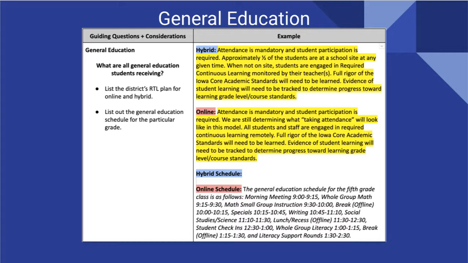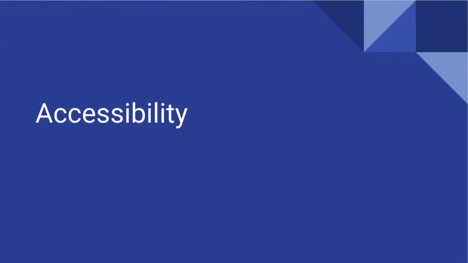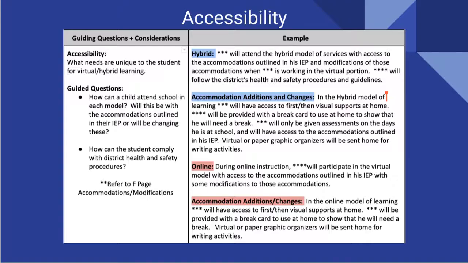For those of you working in our level 3 programs, you will notice that the general education portion of this may look a little different. We will provide you with a sample copy of an individual learning plan from a student in a level 3 program. The next section of the individual learning plan is the accessibility section.